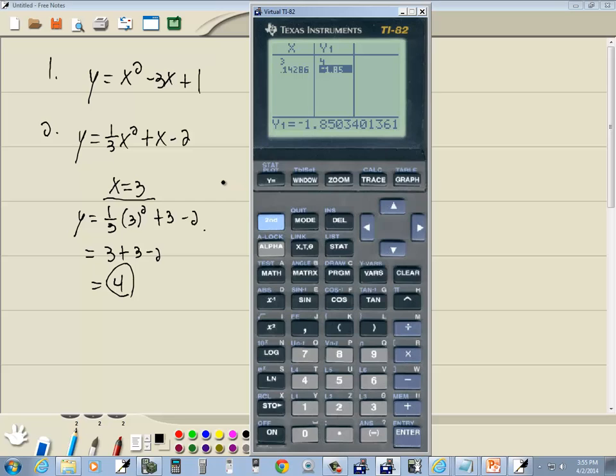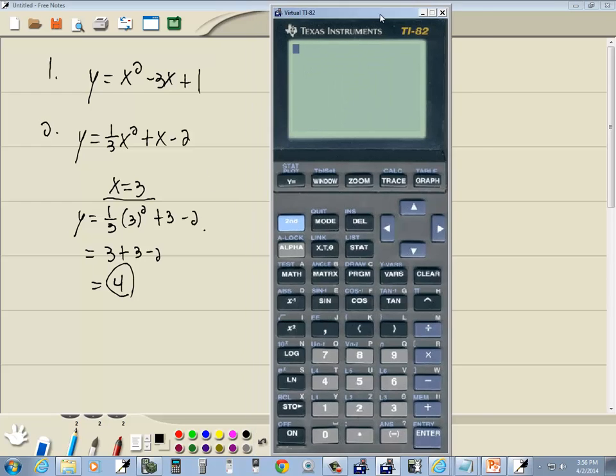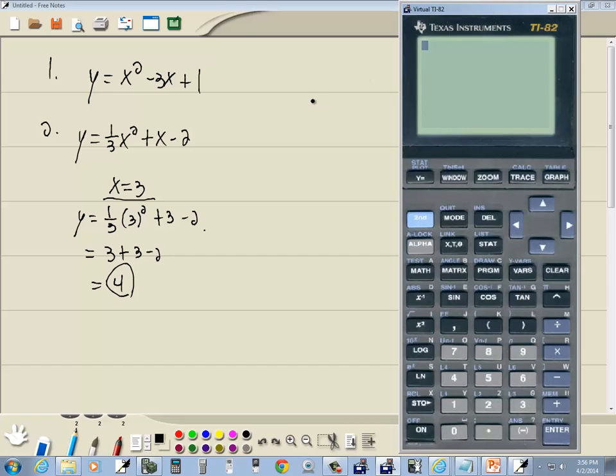It will not give you the exact value, will not give you exact fractions. There's a better way for getting that than the table method. But if all you're interested in is the decimals, then table is a good way to go. And to exit out, I do second mode. And that's an introduction to tables with the TI-82.